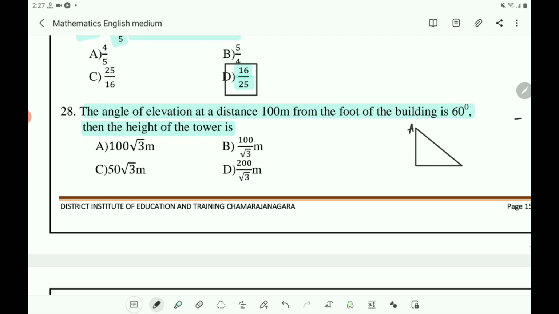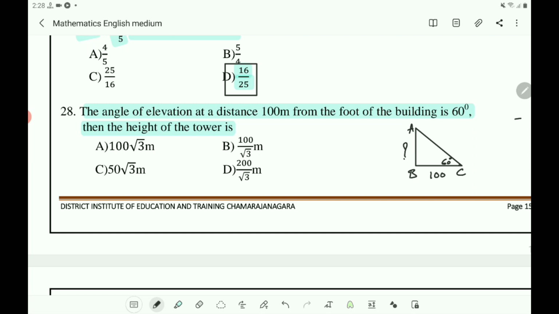Consider here AB is a building. C is the point from which the tower is viewed. So the angle of elevation is 60 degrees. The angle of elevation at a distance of 100 meters. This is 100. From the foot of the building is 60 degrees. Then the height of the tower.